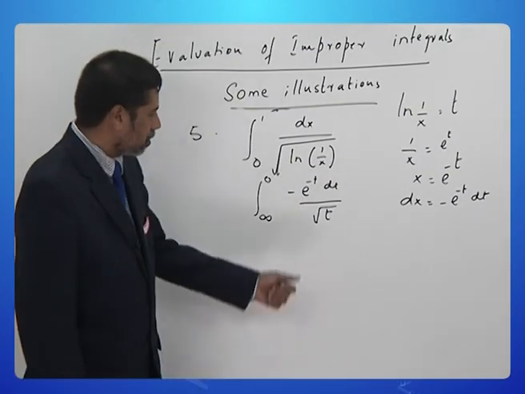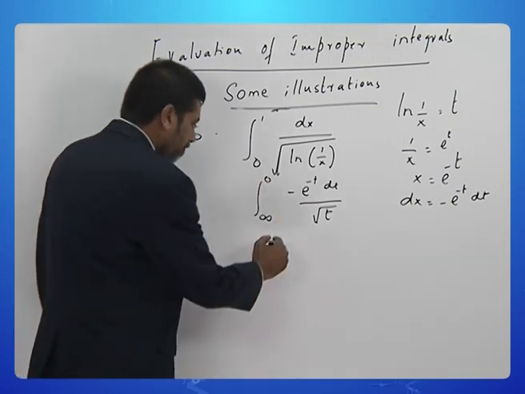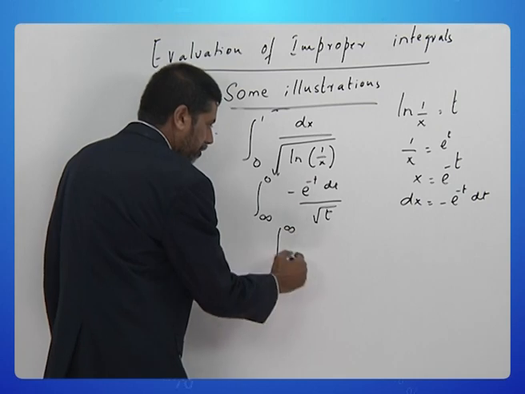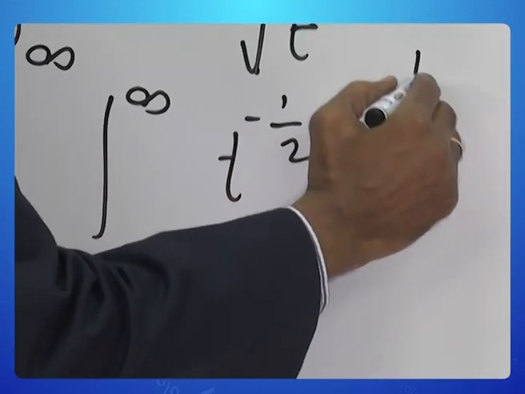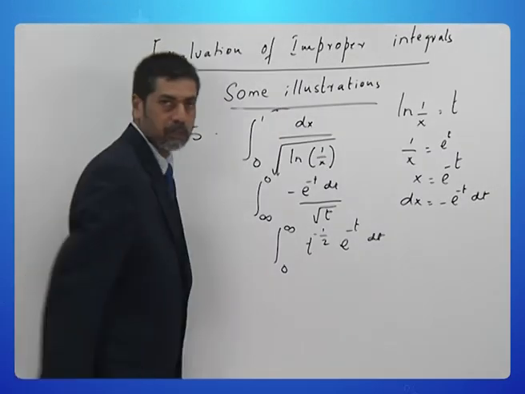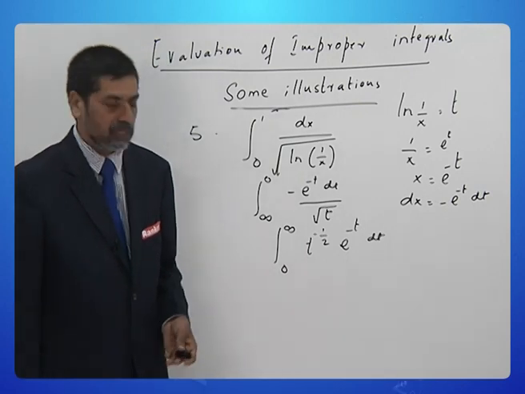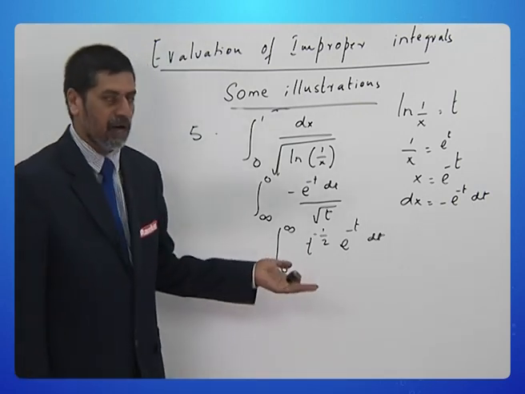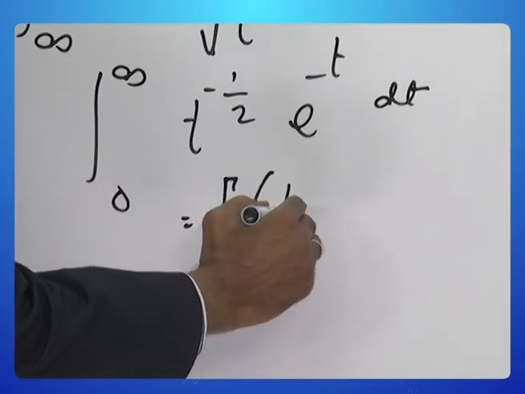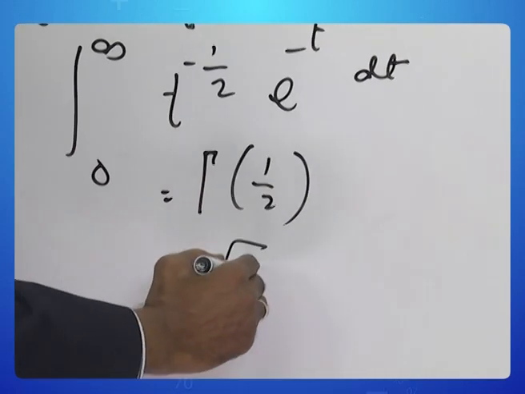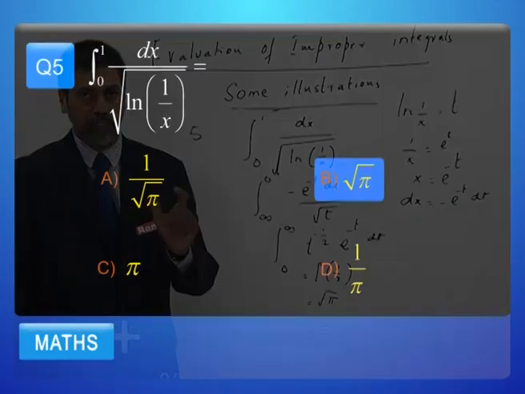Let us look at this. Absorb this minus sign, interchange the limits, and then you'll have 0 to infinity t power minus half e power minus t dt. Now you have already seen this integral just a few minutes back. This is nothing but gamma half. So let me not waste time, call this gamma half, and therefore the output is root pi. The correct option is B.